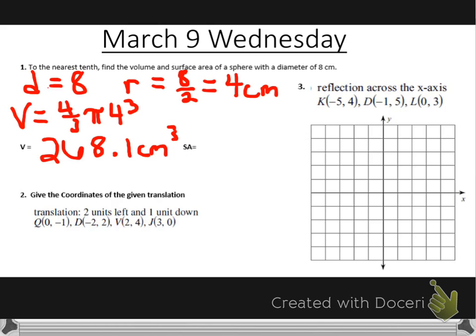Now looking at the next one, the surface area, it's 4 pi r, which is 4, squared. So that's how you find surface area. Plug those into your calculator, and you should end up with 201.1, and that's going to be centimeters squared.